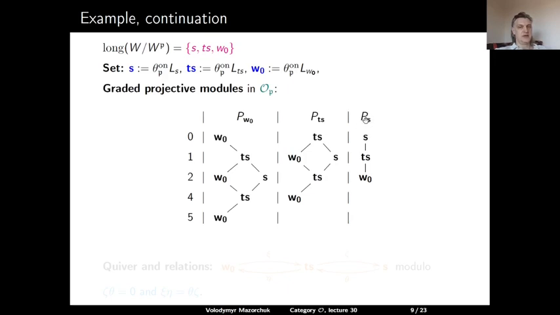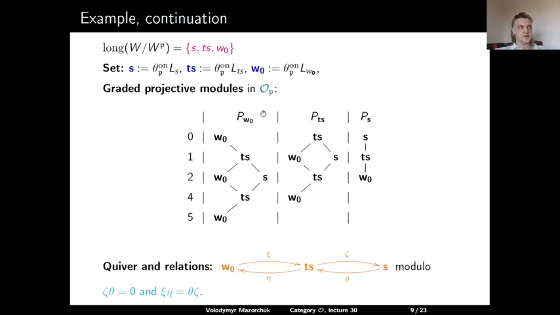The projective PS is a Verma. It has S in the top, W0 in the socle, and TS in the middle. The projective PTS has a Verma flag of length 2, with delta S as a submodule and delta TS as a quotient. And the projective PW0 has a Verma flag of length 3, with the Verma module delta S as a submodule, the module delta TS in the middle, and the module delta W0 in the top.